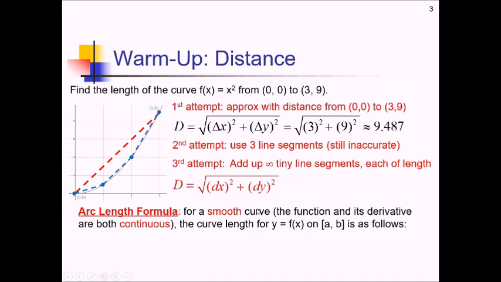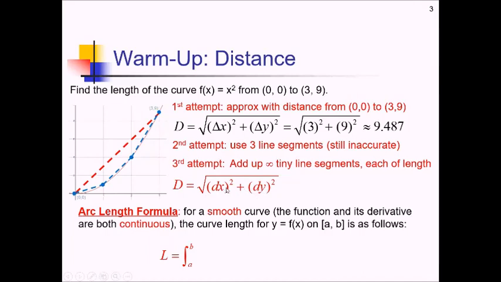For a smooth curve, that's a function where its derivative and the function itself are both continuous, the curve length for y equals f of x is given by the following formula over the interval from a to b. So we're going to have an integral from a to b because we're adding a bunch of things together, and we're basically putting this stuff here inside the integrand.